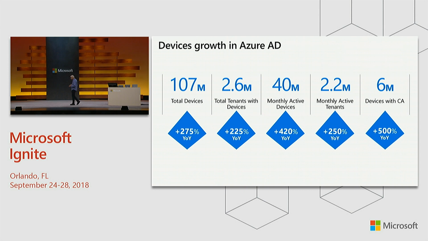And the last one, which is a key one, which is core to our strategy, and will also be very important for you when you start looking at your zero trust network strategy, is conditional access. Device-based conditional access has grown more than 500% since last year. We are right now at over 6 million devices that have been enabled with conditional access. That gives you the overall picture of how we are doing in terms of getting devices in Azure AD.